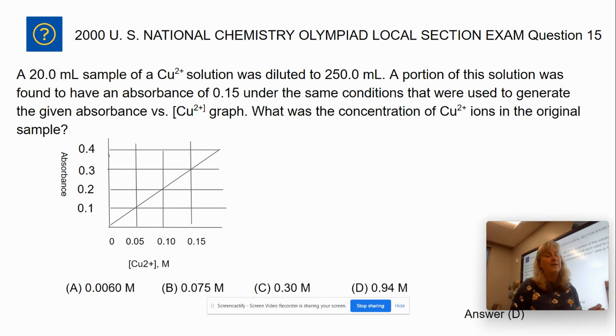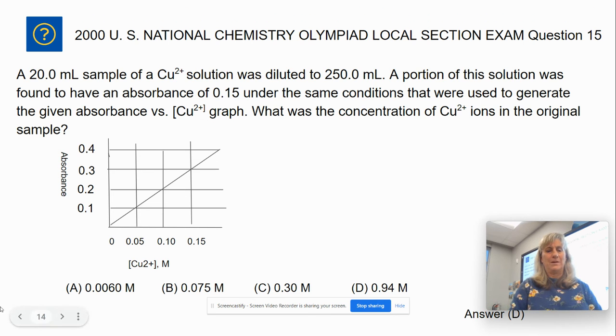Okay, so that one, it was not just understanding what they were doing with the graph and reading the graph. You then had a little bit extra in there. They put molarity in there too, or dilution in there too.